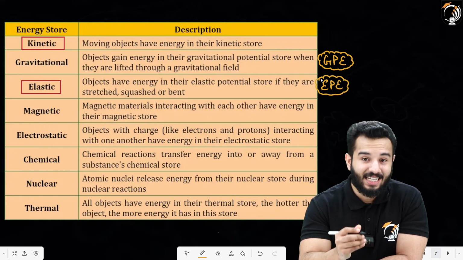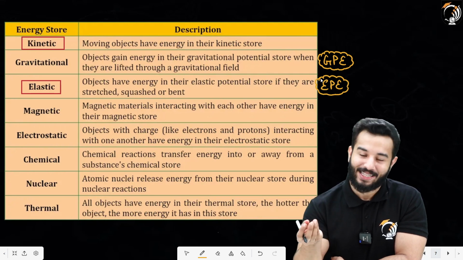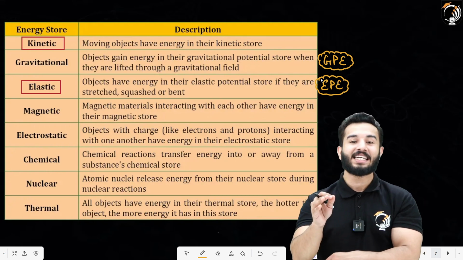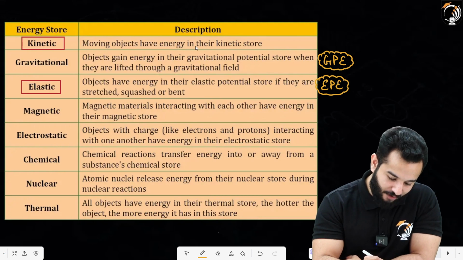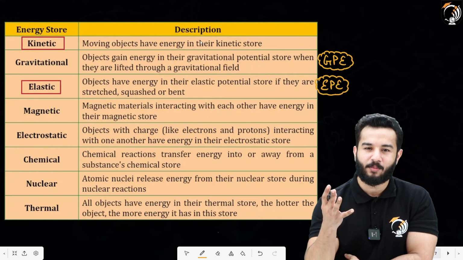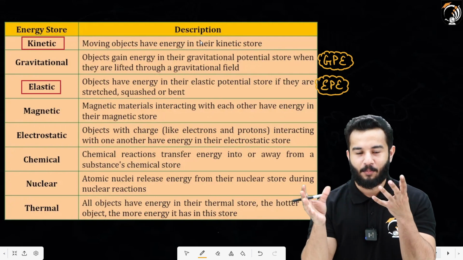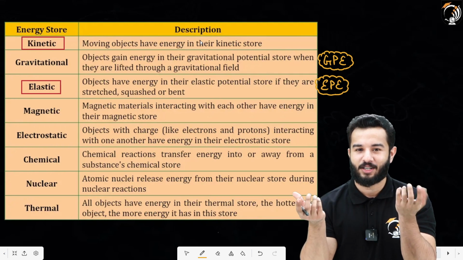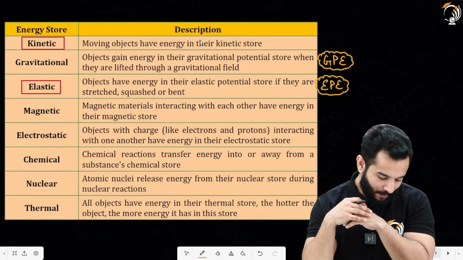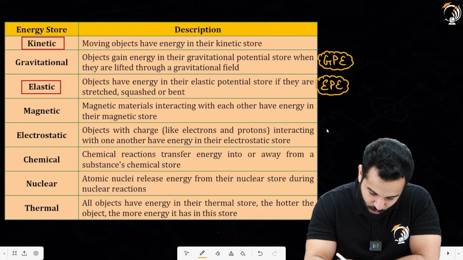There is nothing like gravitational kinetic energy. Kinetic energy is just if a body is moving, that means it has got an energy which we call kinetic energy, right? That's why the definition is: moving objects have energy in their kinetic store. What do you mean by store? Store is just a way of putting things, like the body has got energy. Now, in which store has it got energy? We are basically trying to say which type of energy that is, right? So gravitational potential energy, magnetic potential energy, electrostatic potential energy.